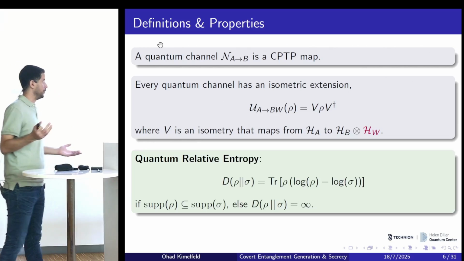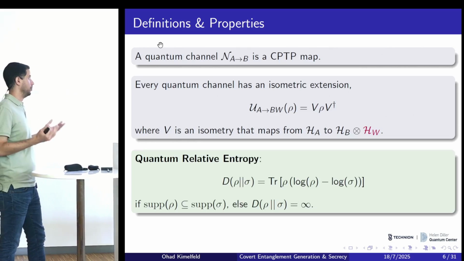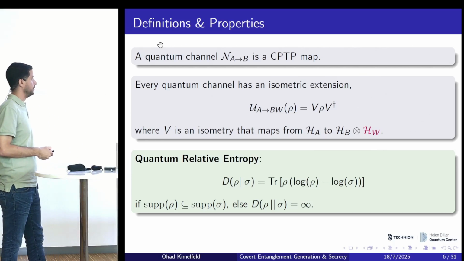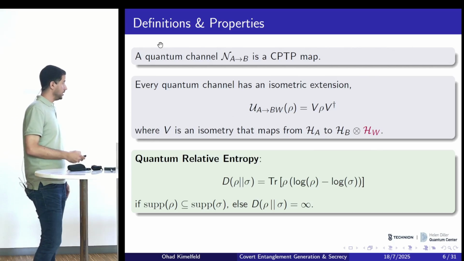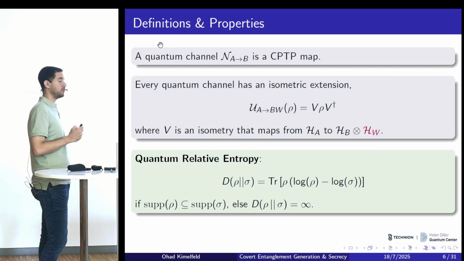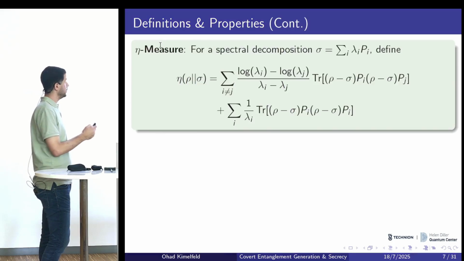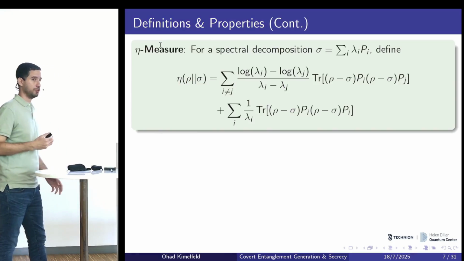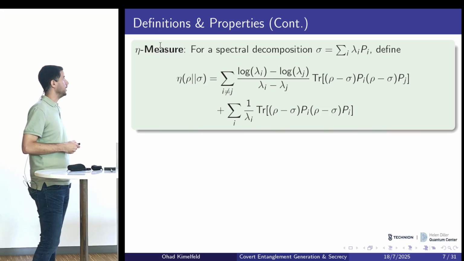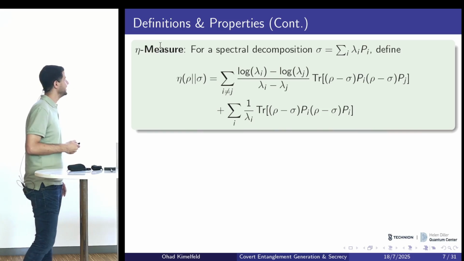The quantum relative entropy, also known as the divergence between two states, rho and sigma, is defined this way. But we also need a less common information measure, which is the eta measure. And it is defined this way, for the spectral decomposition of sigma.